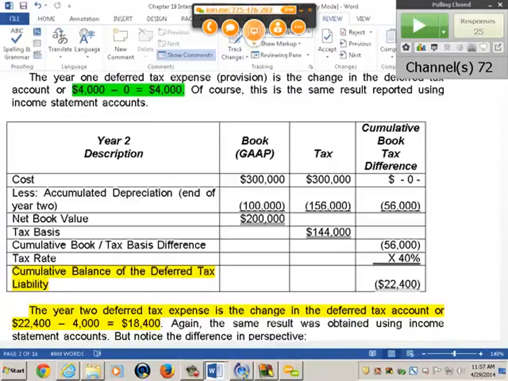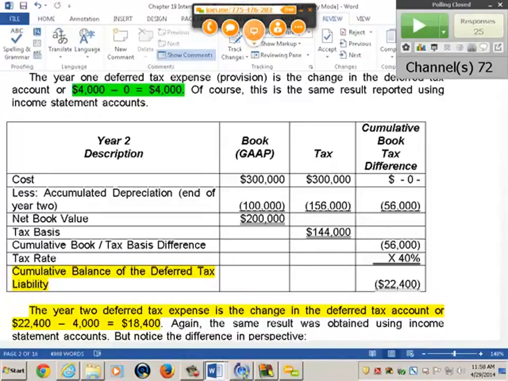40% of 56 is the liability. That is not the provision. It is the liability. So the balance sheet focus gets you to the liability, but to get the provision, you've got to take the difference, which you see in the narrative. So the book tax difference is 56. And again, why do I have a liability here?